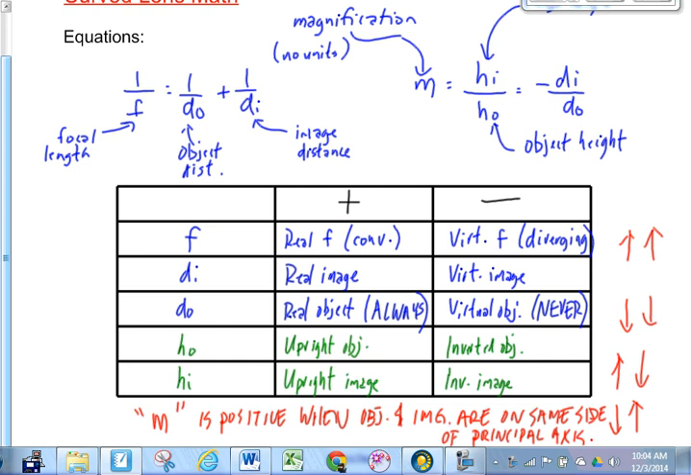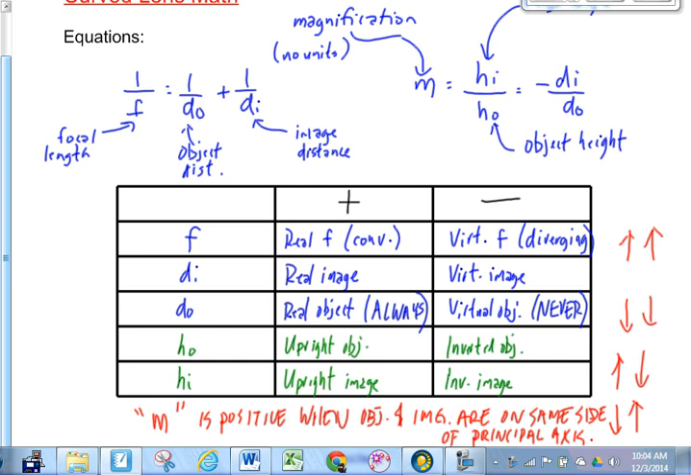So we don't have time to do a problem with this, but you can answer a couple questions for me before the bell does go. If I have an object that's right side up and an image that's upside down, M is going to be what? Negative. If I have a magnification that is positive 0.5, what does that tell me about the image?